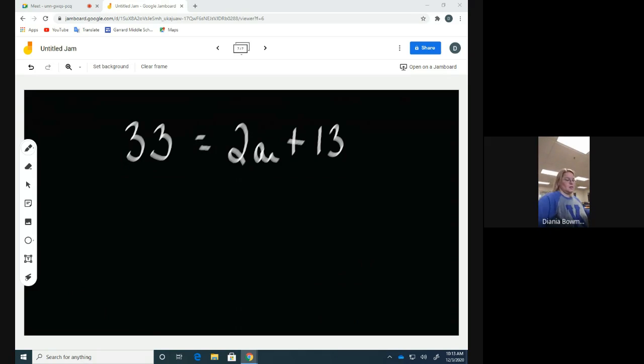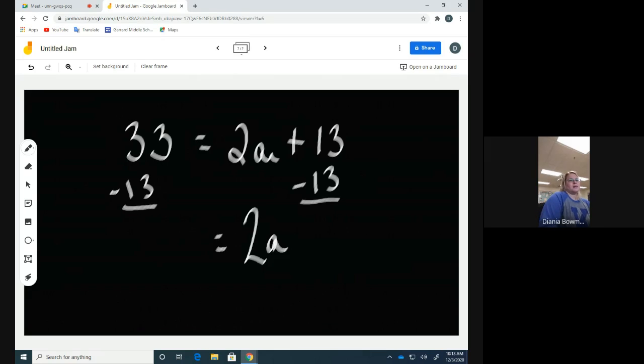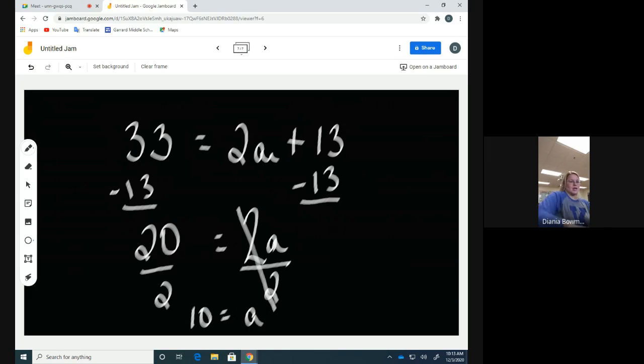All right. So the opposite of plus 13 is minus 13. I'm left with 2a plus 0, so I don't have to write that. On this side, I'm left with 20 equals 2a. Now I've got to get rid of the 2 times a. The opposite of times 2 is divided by 2. So I'm going to divide both sides by 2 and get a equals 10. One more, kids, and then I'm going to let you do your homework.